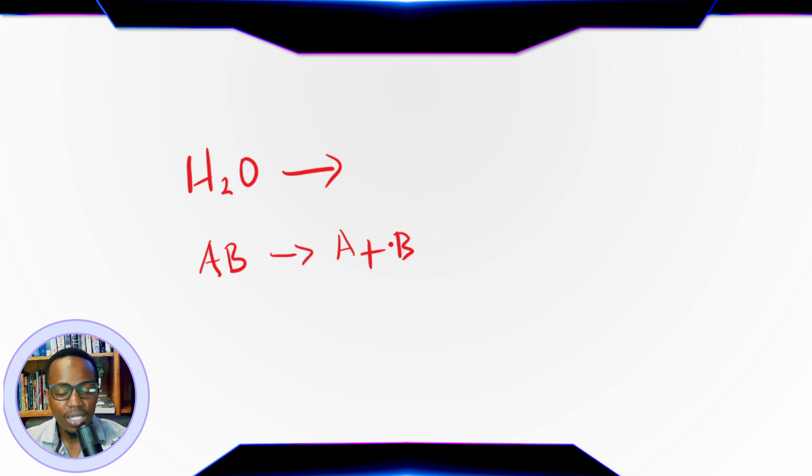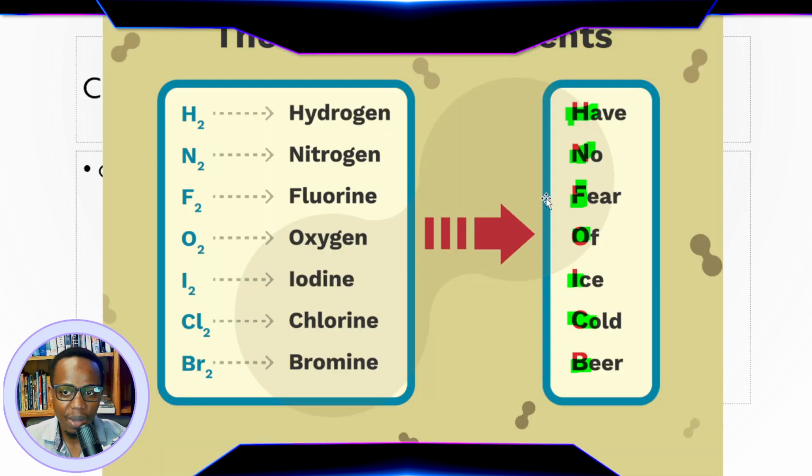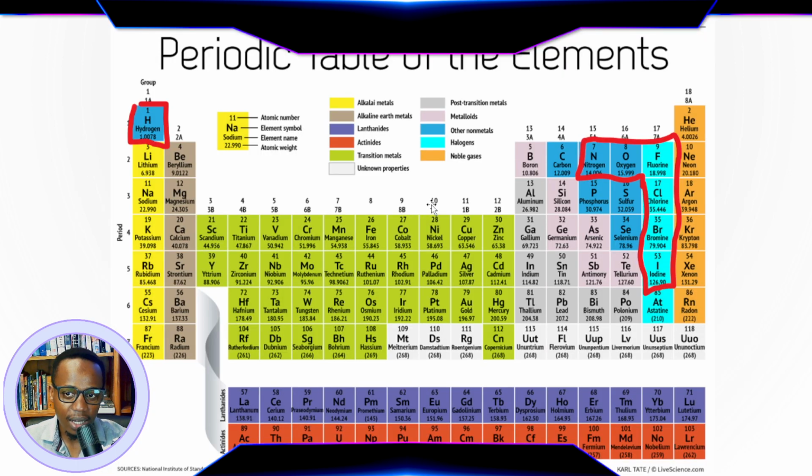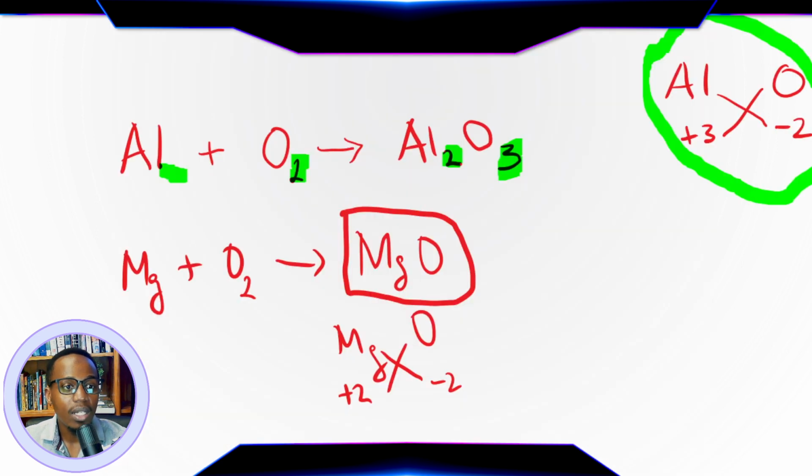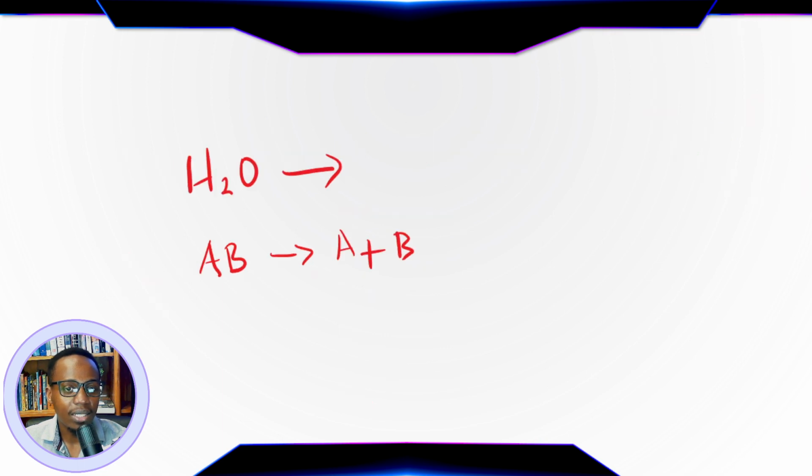So hydrogen and oxygen are two parts. Both of them are part of the diatomics, right? Remember, they have no fear of ice cold beer. H and O are all there, right? And here they are as well. They are diatomics, and because they are diatomics, when they react, they're going to give you H2 plus O2, right? Because both of them don't like to be by themselves.